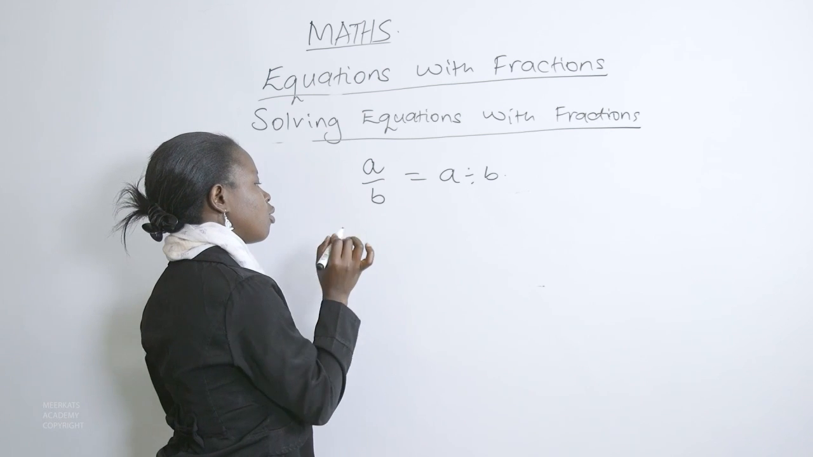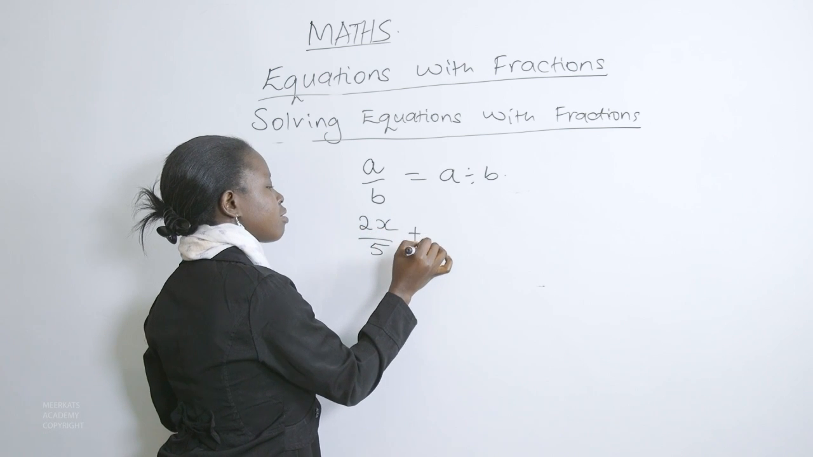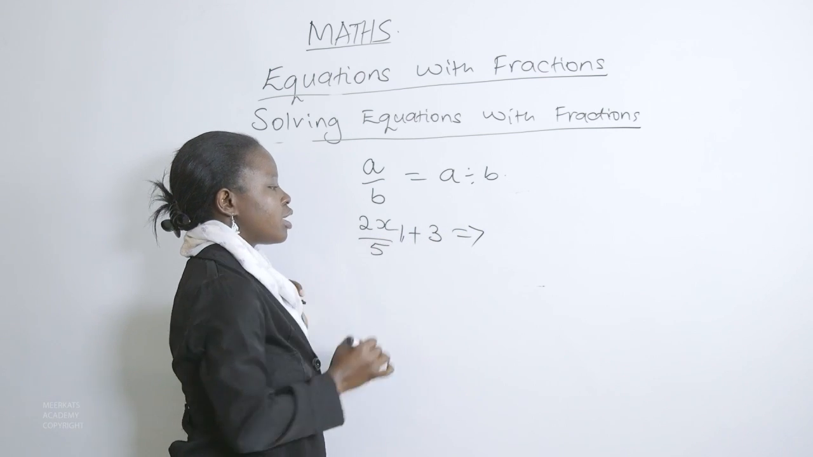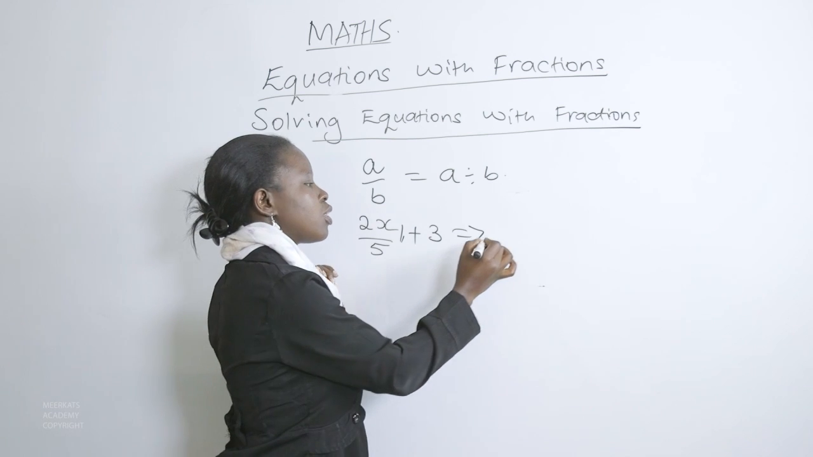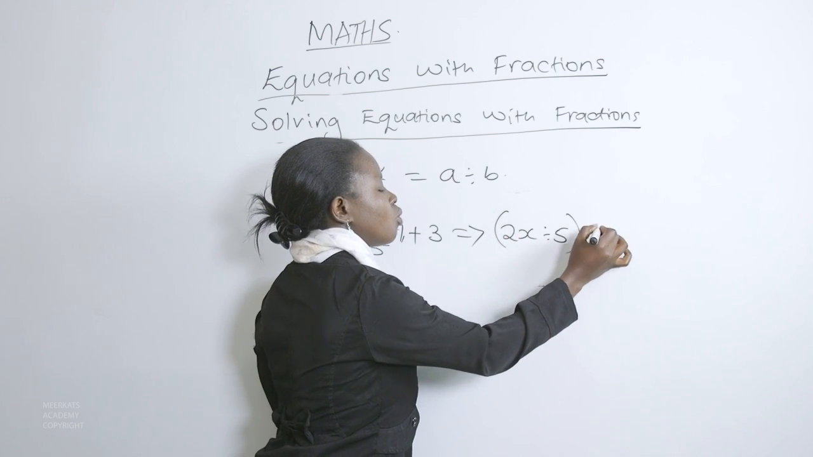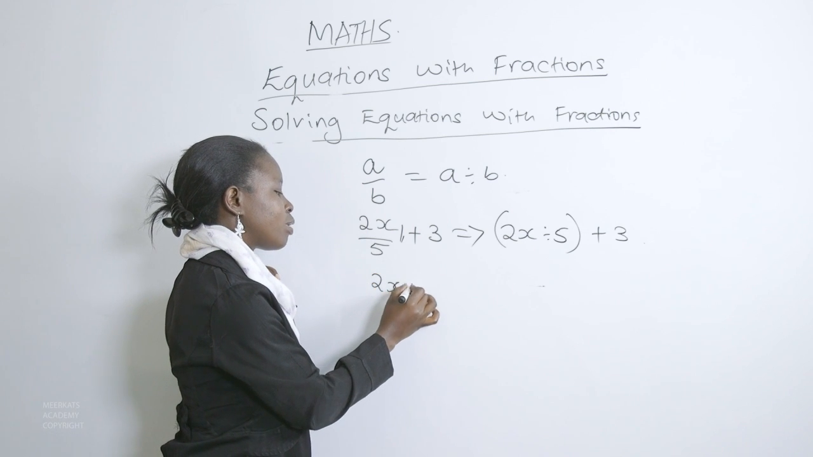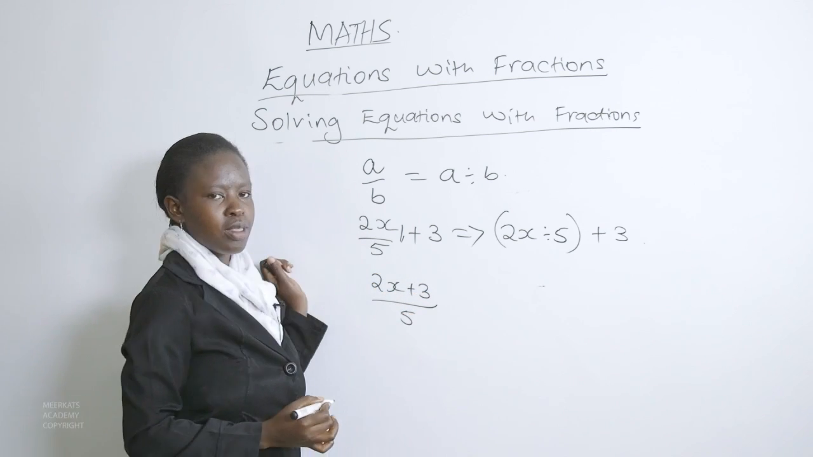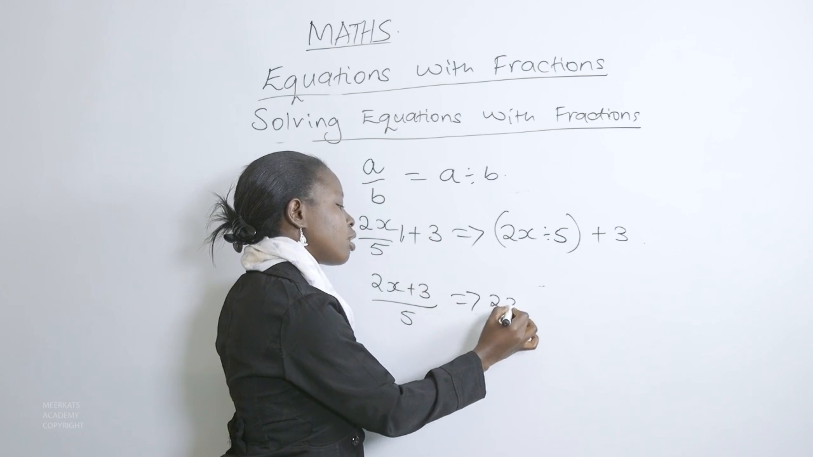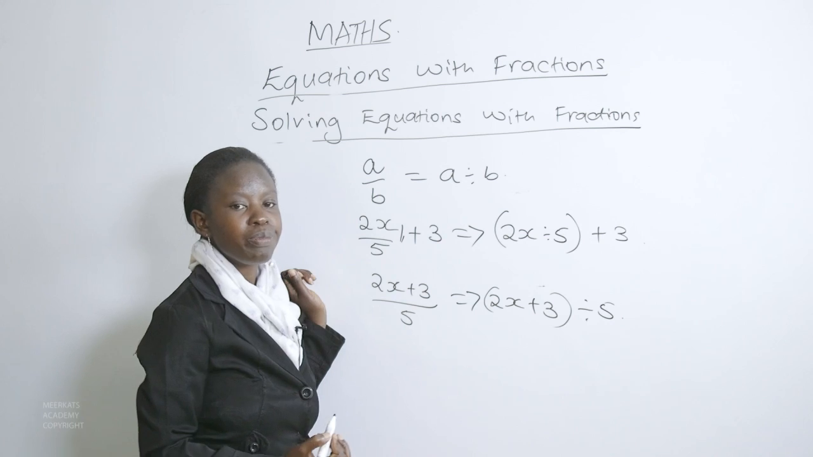If, for instance, we have the expression 2x over 5 plus 3, we said that 5 is dividing the 2x first. So this means that we have 2x divided by 5, then we add 3. But when we have an expression like 2x plus 3 all over 5, then in this case addition is done first, so we have 2x plus 3, and then the answer is divided by 5.